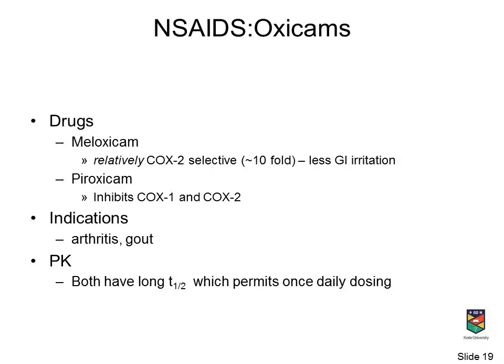Then the next set of drugs are called the oxicams, and these were developed to try and make drugs that are more COX-2 selective to try and move away from the GI effects of inhibiting COX-1, and that was achieved with meloxicam, which is tenfold more selective for COX-2 over COX-1, and correspondingly it's seen that it causes less GI irritation because of that. Piroxicam, not quite as good as meloxicam, it inhibits both COX-1 and COX-2. And another advantage of these drugs is that because they've got long half-lives, they can be used once daily.